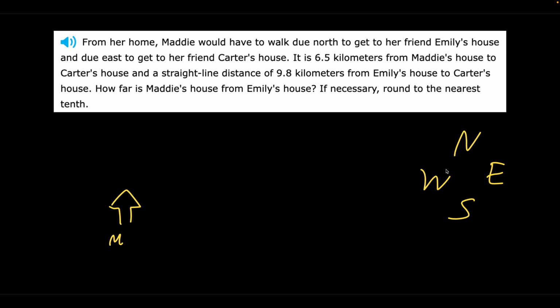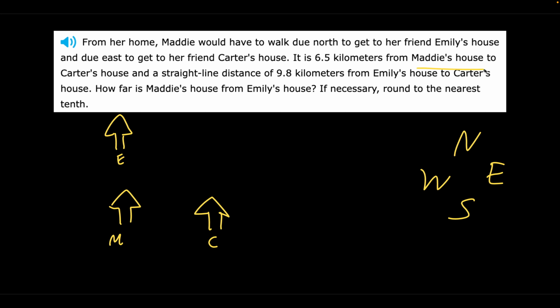to get to Emily's house. All right, so Emily's house is over here. So this is Emily. And then Maddie has to walk east from her house to get to Carter's house. So Carter's house is over here. Don't know why. Okay, we're just gonna go with it. There's Carter's house. And then they give us distances.